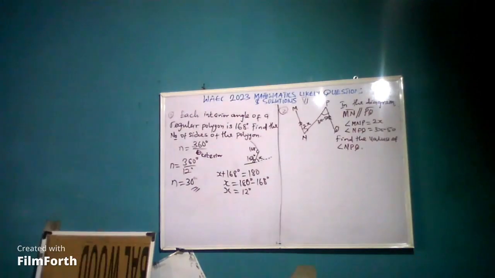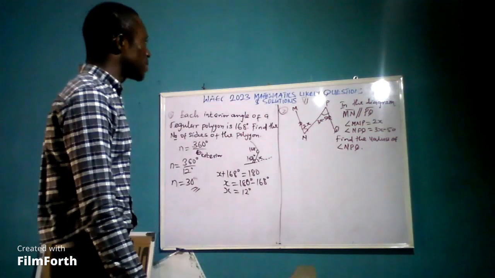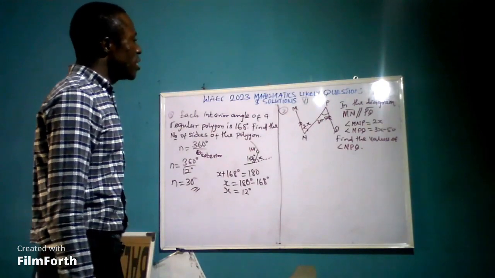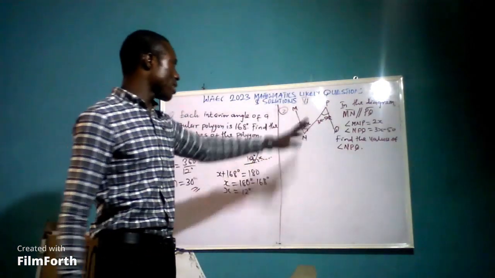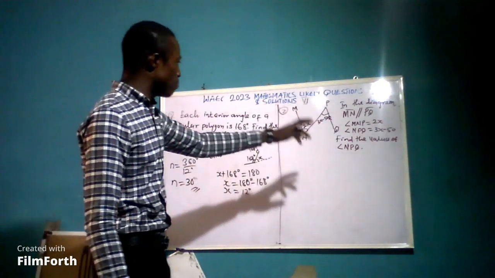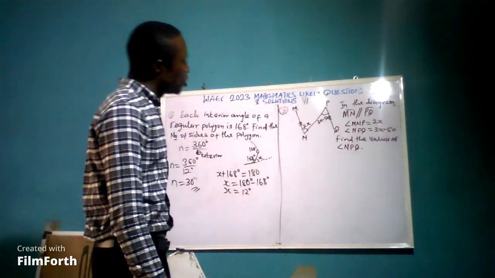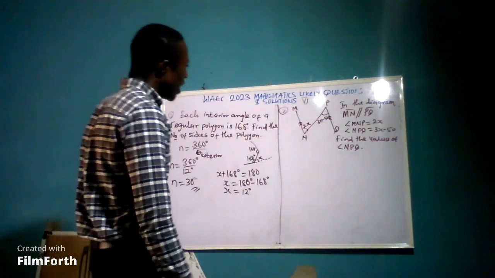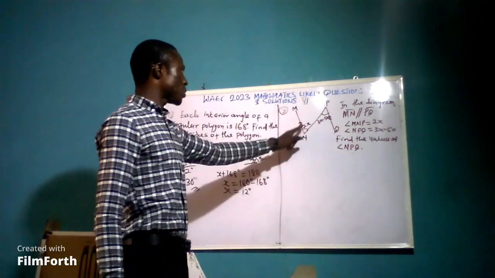Now let's solve question number 2. Question number 2 states that in the diagram, as we have it here, line MN is parallel to line PQ, and angle NP is equal to 2x.